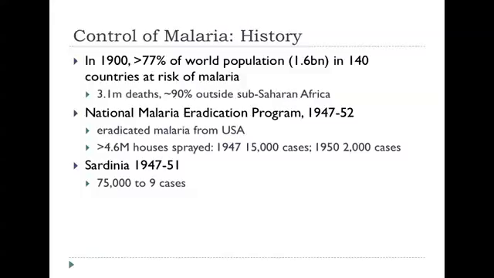The first major efforts to actually try and get rid of malaria started in the middle of the 20th century, particularly in the USA. They had the National Malaria Eradication Program. Over 4 million houses were sprayed.